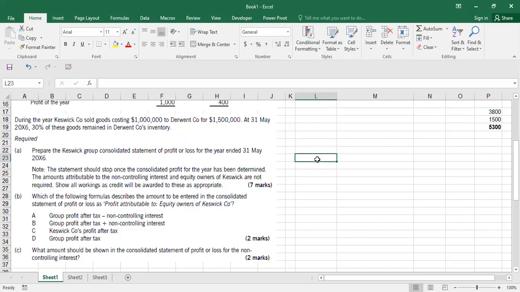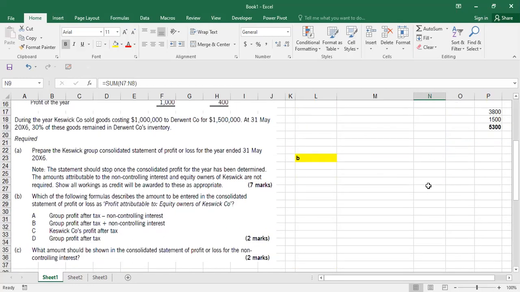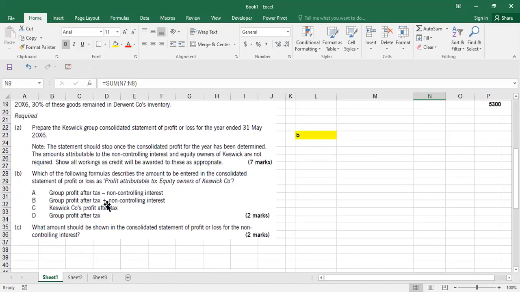So what do they ask us to do in part B? Part B says, which of the following formulas describe the amount to be entered in the consolidated statement of profit or loss as profit attributable to equity owners? So profit attributable to equity owner means that this total profit minus the NCI share, that goes to equity owners, right? Yes. So which one should be the answer? Group profit after tax minus NCI. Done. 2 marks are there.